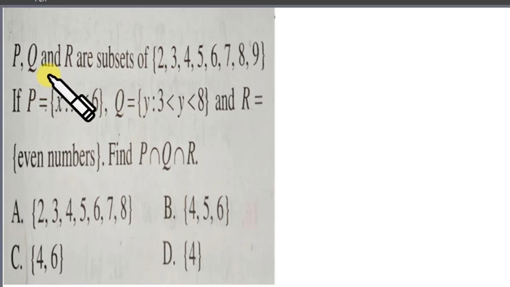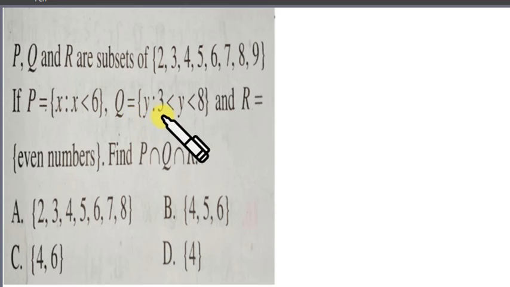It reads this way: P, Q, and R are subsets of the set {2, 3, 4, 5, 6, 7, 8, 9}. If set P equals {X such that X is less than 6}, and set Q equals {Y such that Y is greater than 3 but less than 8}, and set R is equal to the set of even numbers, we are to find P intersection Q intersection R. So we have to be very careful here. Now, most students make mistakes here.